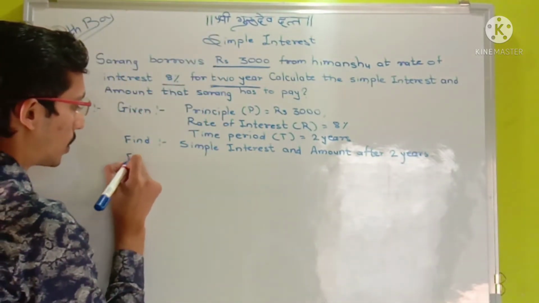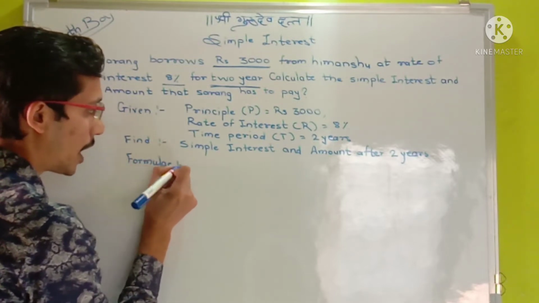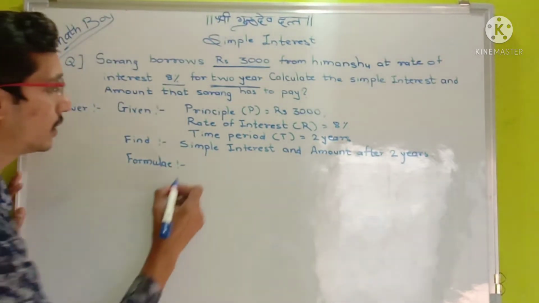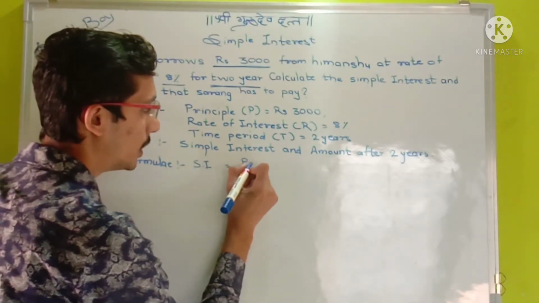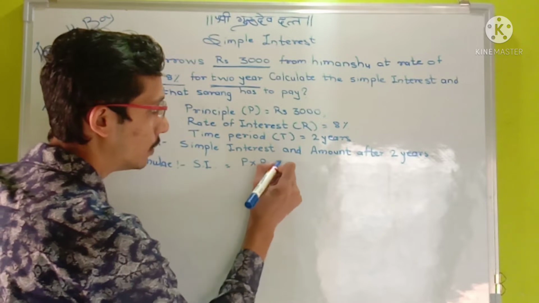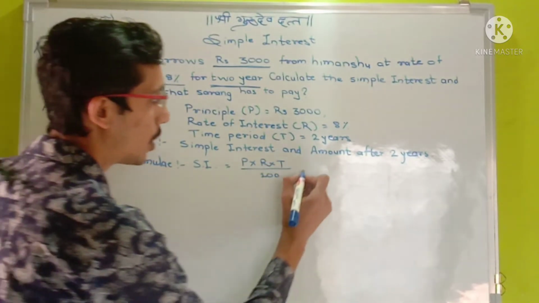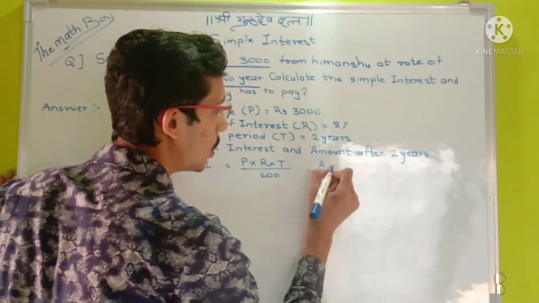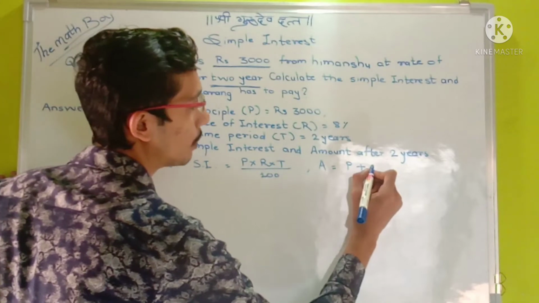And what is our formula? As you all know, the formula for simple interest is SI equals P into R into T divided by 100. And what is the formula for amount? Amount A equals principal P plus simple interest.